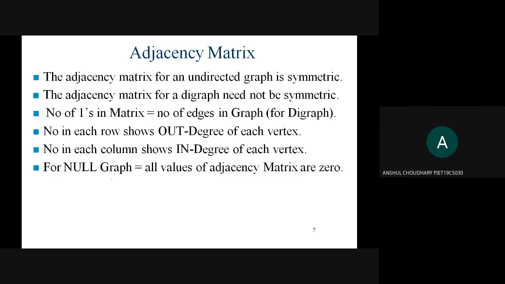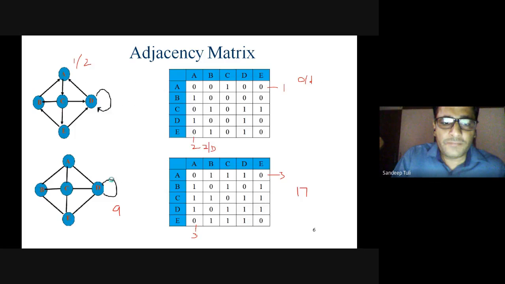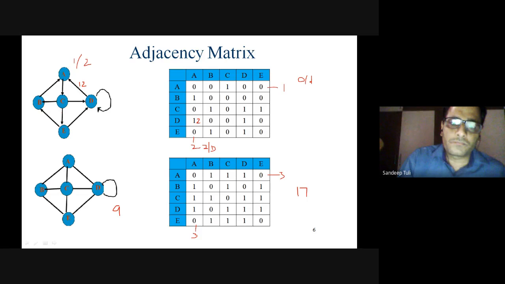Now, for a weighted graph, the elements of the adjacency matrix are the weights on that edge. Now, what does it mean? It means suppose I am putting 12 over there. So the edge from D to A will be 12. It will not be 1 now. Is it okay?